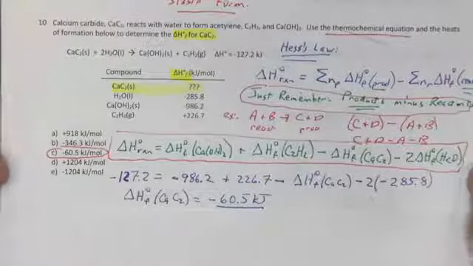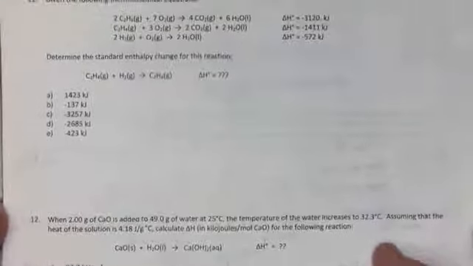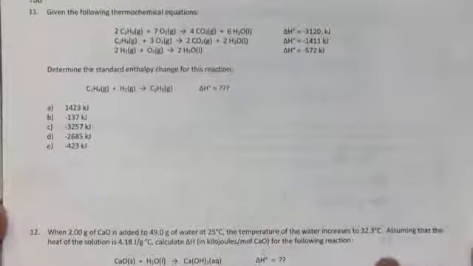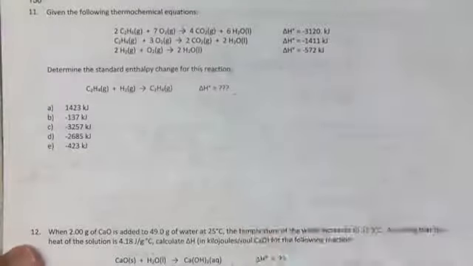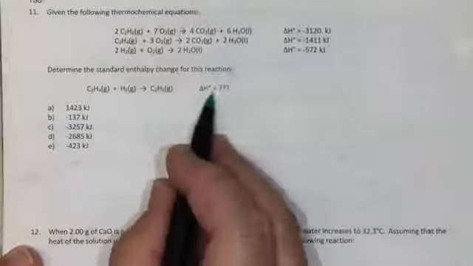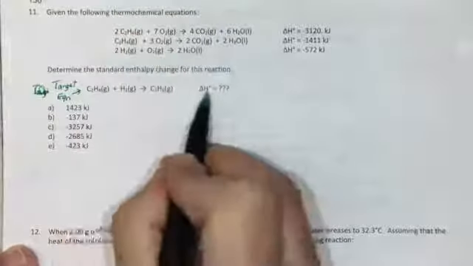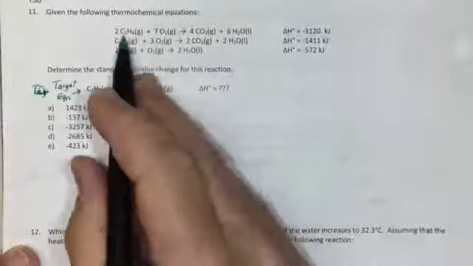Okay, now we go to question number 11. This is another application of Hess's law. Hess's law says if a reaction occurs in several steps, the delta H is the same as if it occurred in only one step. So in order to do this problem, notice that we have what I like to call a target equation. This is what we're aiming at. I would like to know what is the delta H for this target equation, whereas up here, these are our given equations.